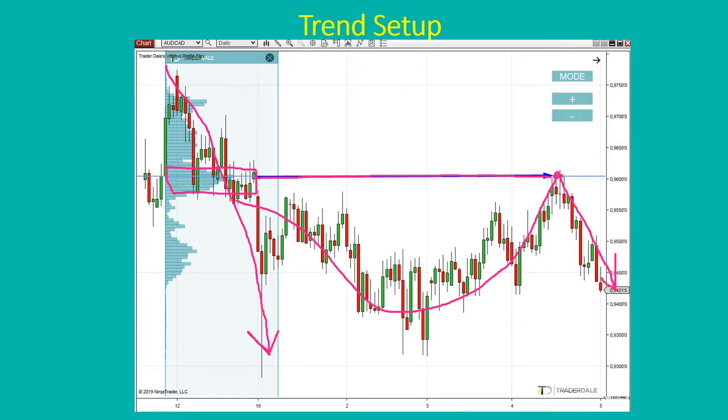All right, so that's it for the trend setup. As you can see, the price reacts to it very nicely, no matter if you use a 30-minute chart for intraday trading or daily charts for swing trading.